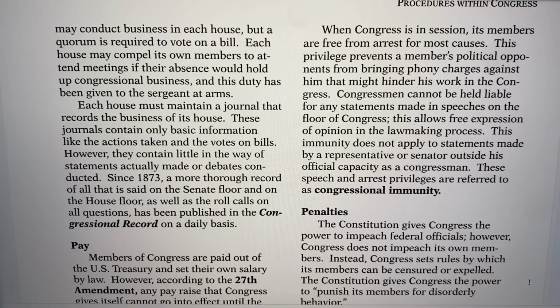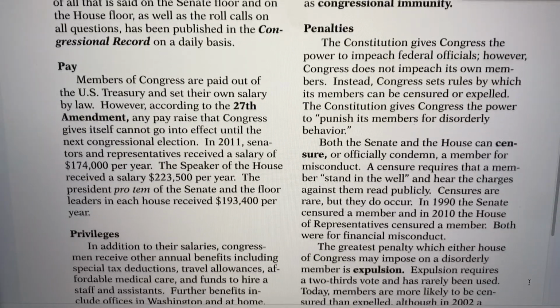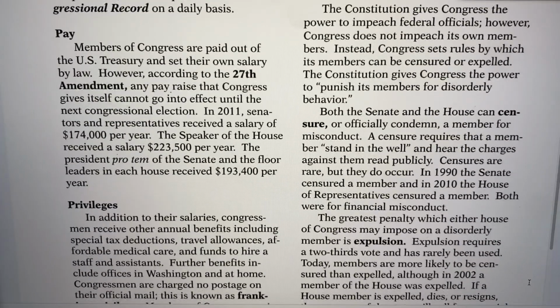Let's go on to the penalties. What are the penalties here? There are only two big penalties here. First of all, the Constitution gives Congress the power to impeach federal officers. However, Congress cannot impeach its own members. So Congress can impeach the president or vice president, or Congress can impeach judges, but Congress cannot impeach its own congressmen.